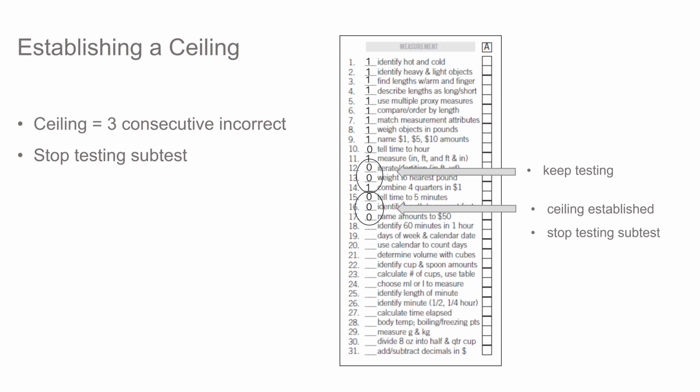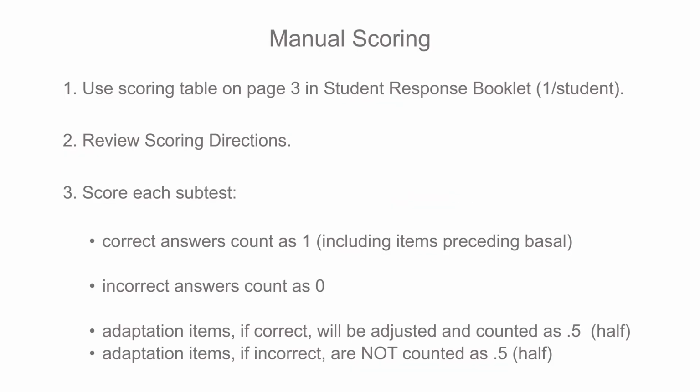So I did. I went on to 15, 16, 17. Now I have 3 in a row. I stopped testing the subtest. Again, I never stop the whole test based on one subtest. All of the subtests are completed. But it is a time saver too, and it does save the student from having to do really hard things, and that's not fun. You want to make it a positive experience for sure.